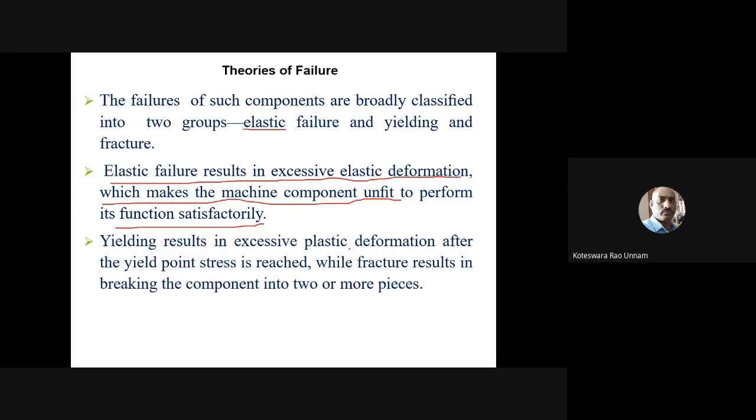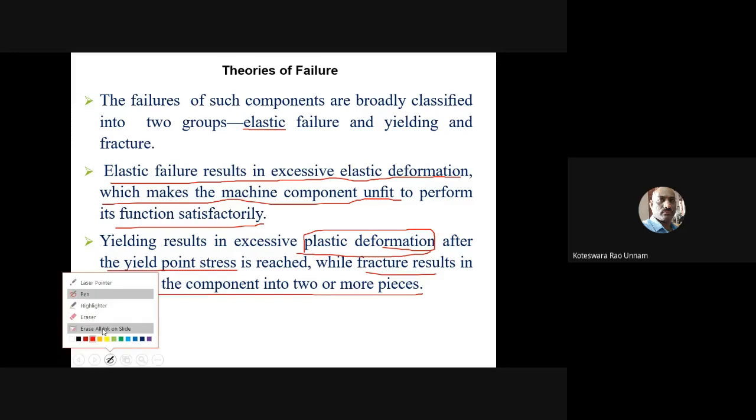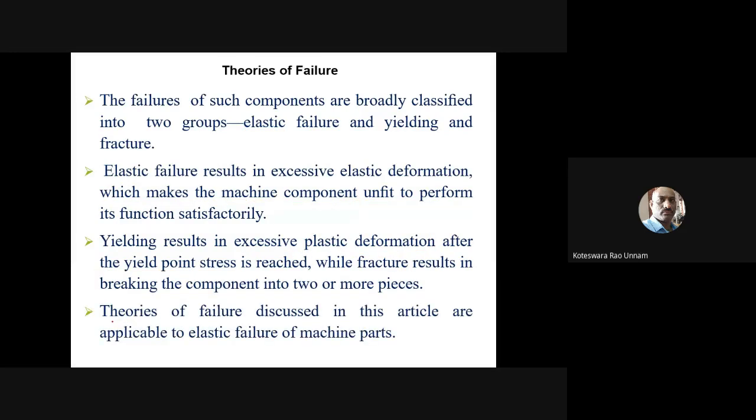In case of yielding, that is nothing but a plastic deformation, like I already told you. When the stress exceeds the yield point stress, there are plastic deformations. Whereas in case of fracture, it will result in breaking the component into two or more pieces. So that we call a fracture. The theories of failure discussed in this article are applicable to the elastic failure of machine components. That means whatever theories of failure we are going to discuss are applicable only for elastic failure of machine components, not for yielding or fracture.